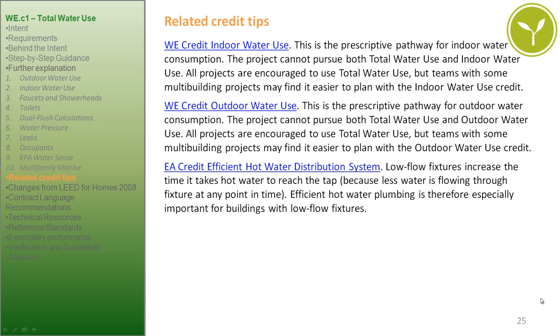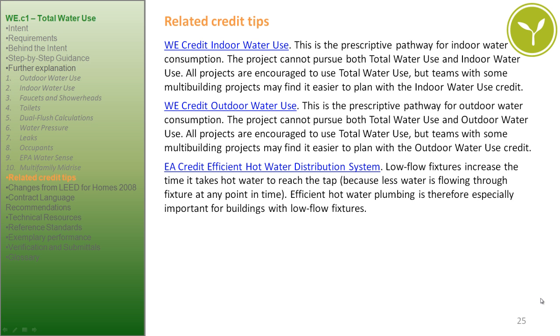This is the prescriptive pathway for outdoor water consumption. The project cannot pursue both total water use and outdoor water use. All projects are encouraged to use the total water use, but teams with some multi-building projects may find it easier to plan with the outdoor water use credit.